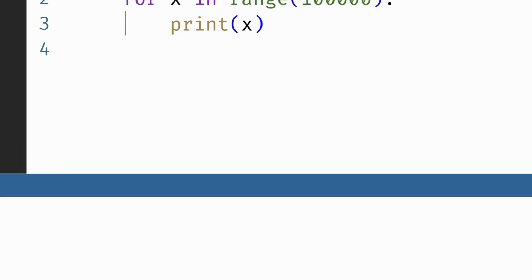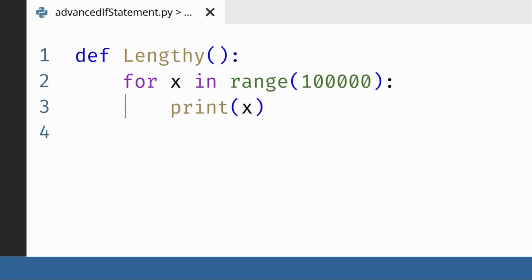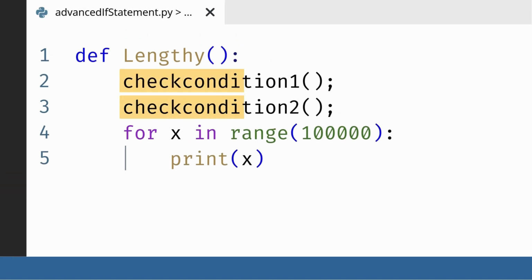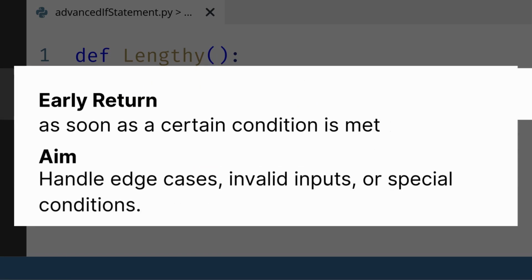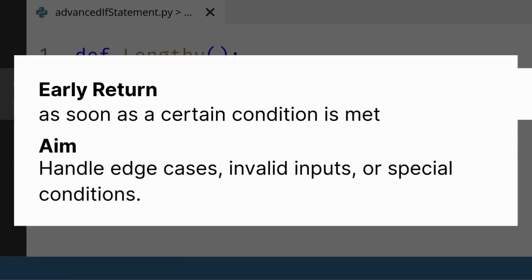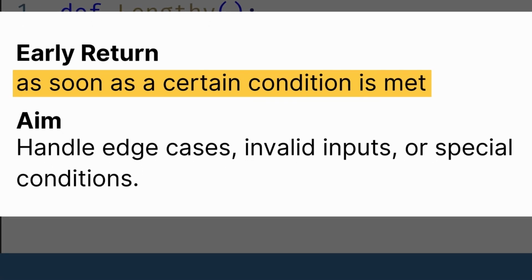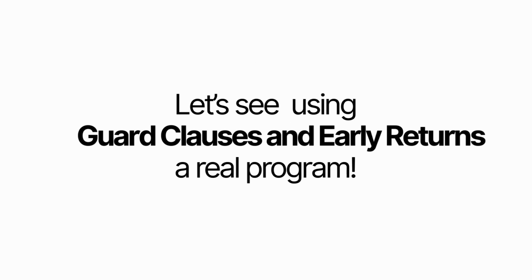Guard clauses and early returns. A guard clause is a specific type of early return placed at the beginning of a function to prevent the main logic from running if key conditions aren't satisfied. Early return means exiting a function or method as soon as a certain condition is met, usually to handle edge cases, invalid inputs, or special conditions. Let's see guard clauses and early returns in a real program.